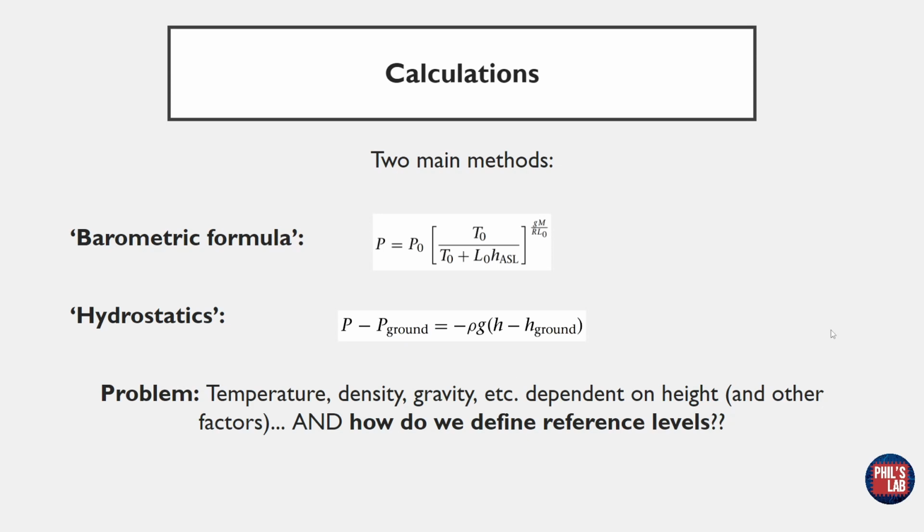First of all, the temperature influences the density, it influences this formula directly. Density changes depending on height, gravity changes depending on height, and other different factors. So it's not as straightforward as plugging constants into here. The question is also, you see P0 or P ground or H ground. How do you define these reference levels? What are these relative to?